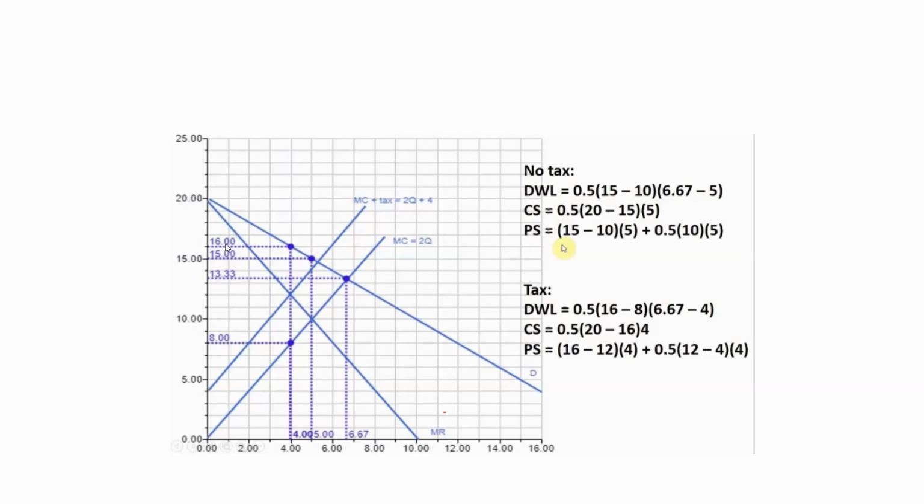All right, the new consumer surplus would be above the 16, below demand, and the new producer surplus would be below that price and above the supply. Okay. All right, so that is an excise tax.